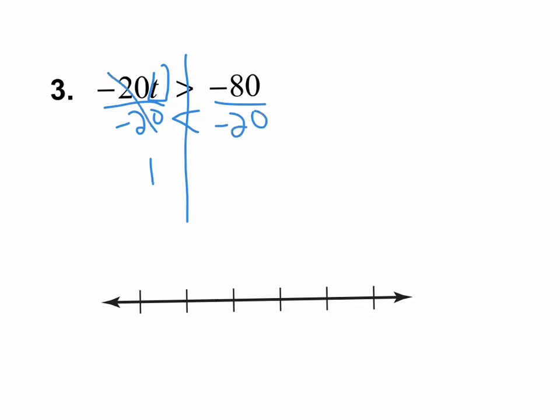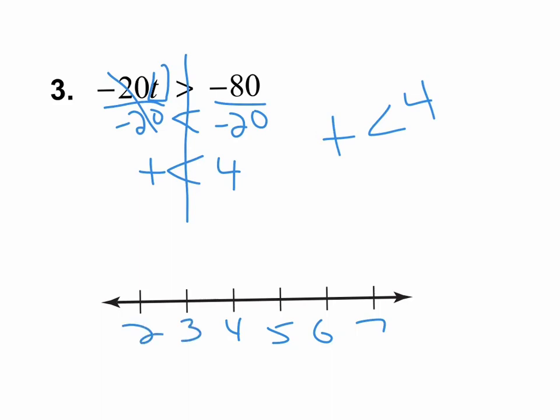These cancel out, you get t. And then a negative divided by negative is a positive. 80 divided by 20 is 4. And then we flip that sign, so my answer is t is less than 4. Okay, so then we go ahead 4, 5, 6, 7, 3, 2. Open circle because it does not have the equal sign. And t is on the left, so I can use my arrow rule. So I go this way.